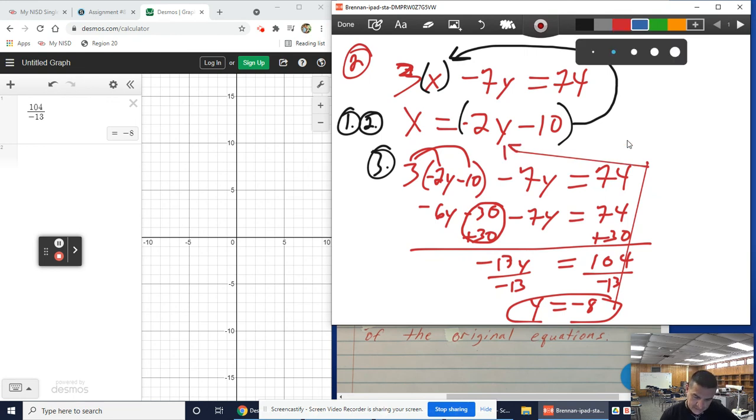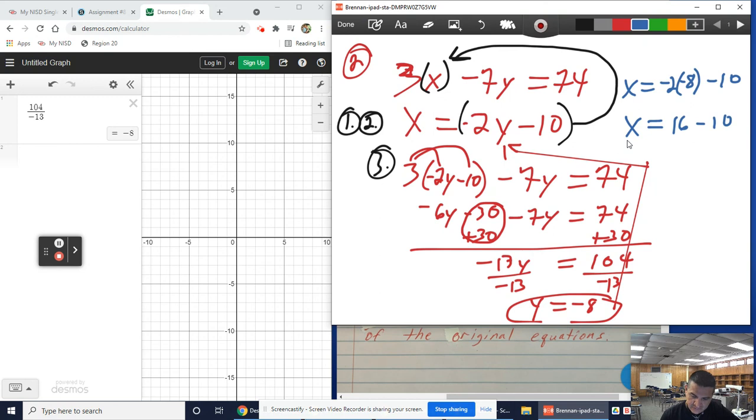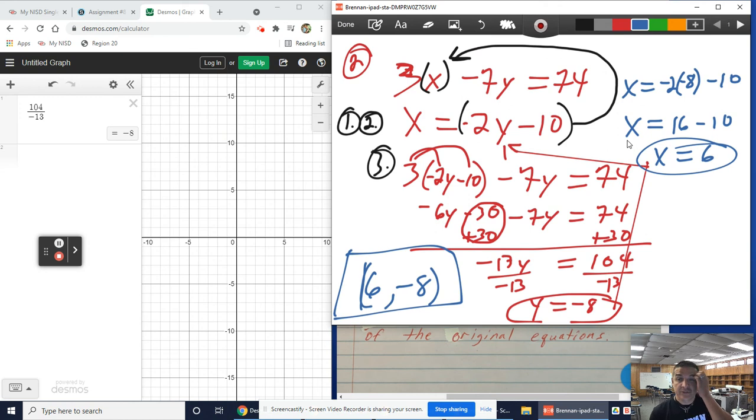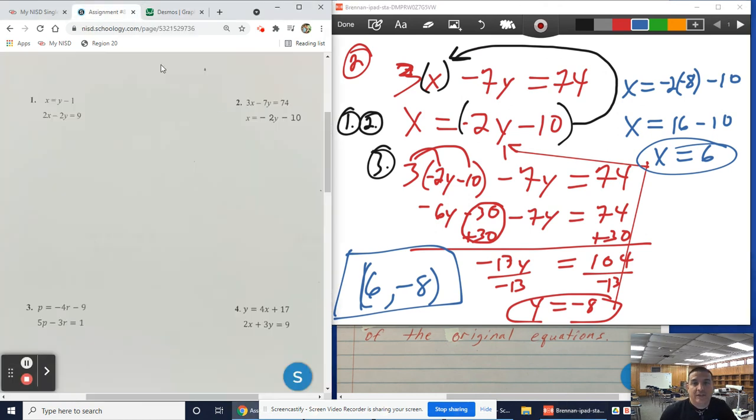I'll change the color to make it easy. So now x equals negative 2 times y minus 10. But now we know y is negative 8. That's an easy equation to solve. Negative 2 times negative 8 is positive 16. Positive 16 minus 10 is 6. So my solution or my answer here is going to be 6 comma negative 8. That's my solution.